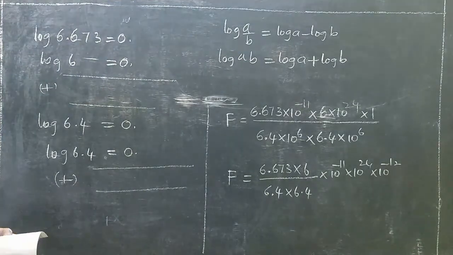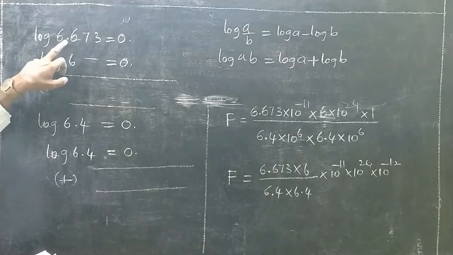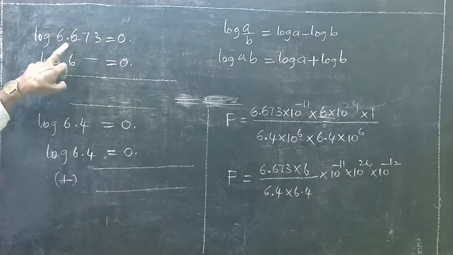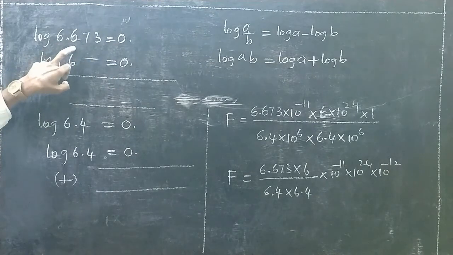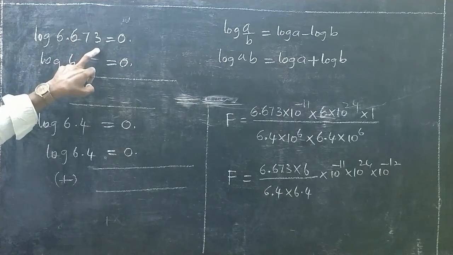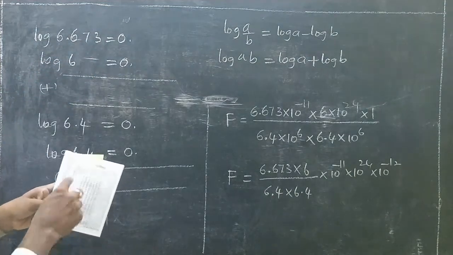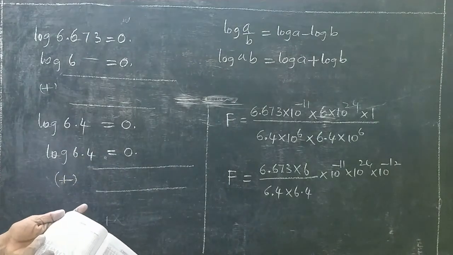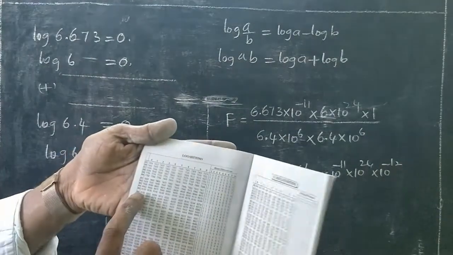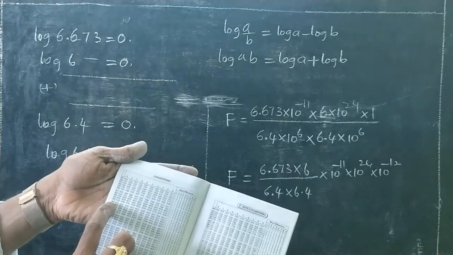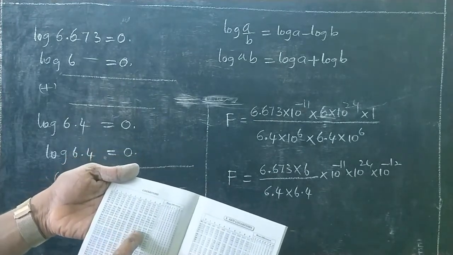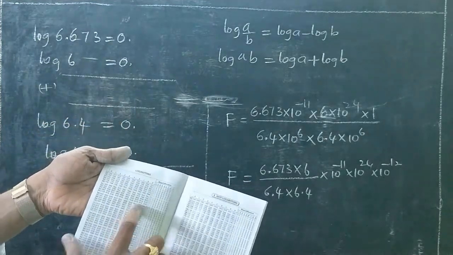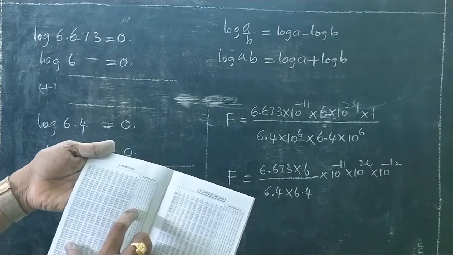So now take the logarithm table. 6.673. We already put the characteristic value, so no need to take the point into consideration. So 66, 7 in the mean difference. Here 66 in the logarithm table, and 7. What is the value of 66, 7? 8241. In the mean difference we have 3, under the 3 we have 2.